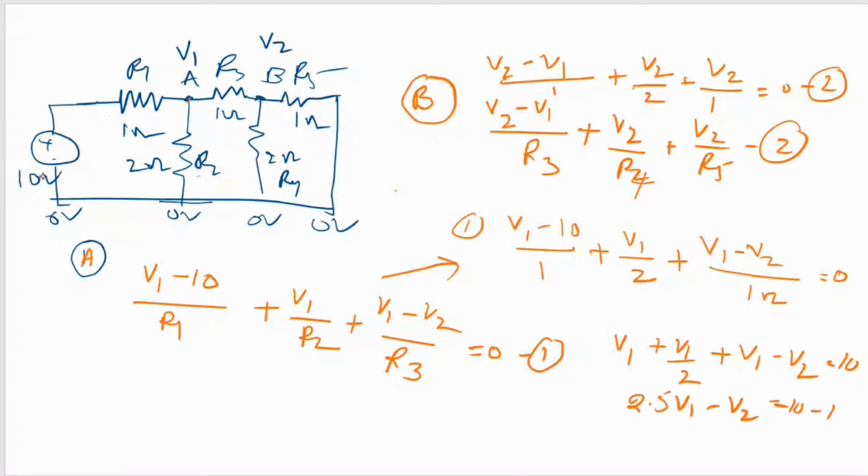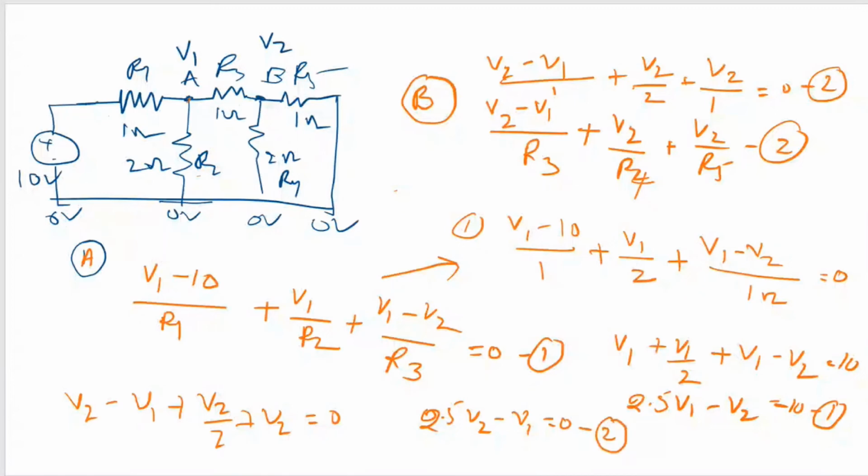Second equation, if you solve, what will happen? V2 minus V1 plus V2 by 2 plus V2 is equal to 0. So V2 plus V2 by 2, that is 0.5 V2, sorry, 2.5 V2 minus V1 is equal to 0. So this is the second equation. How many equations are there? 2 equations. And how many unknowns are there? 2 unknowns. So solve for these two and tell me the answer.